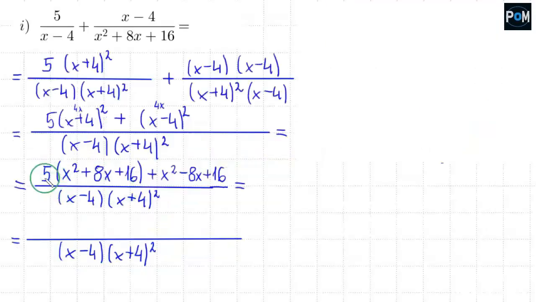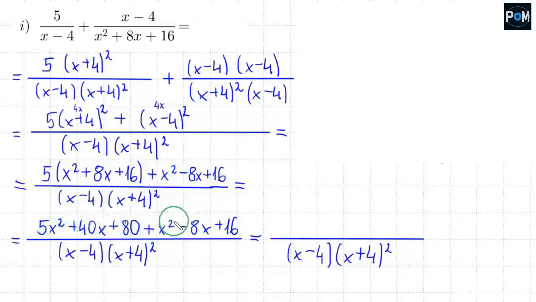At the top, I still have to eliminate this parenthesis, so multiply by 5. 5 times x squared is 5x squared. Then positive 5 times positive 8x is 40x. And 5 times 16 gives me 80, and I rewrite the rest. 5x squared and x squared are reduced. Together it is 6x squared. Positive 40x and negative 8x will be positive 32x. And then 80 plus 16 equals 96. And that's the end of the example.